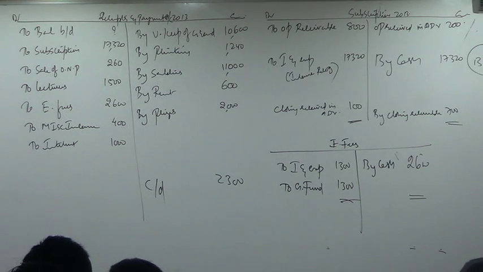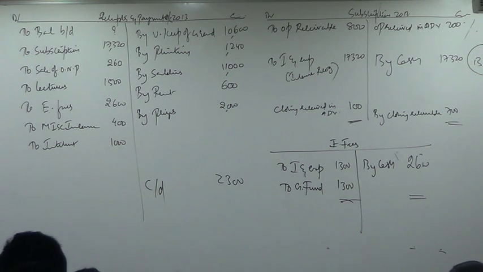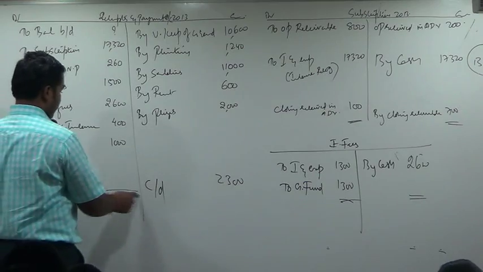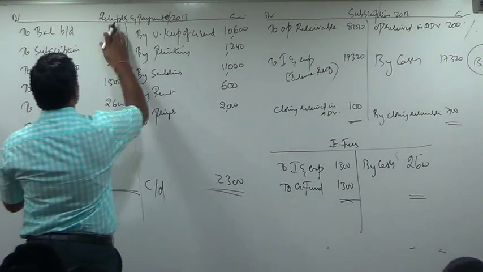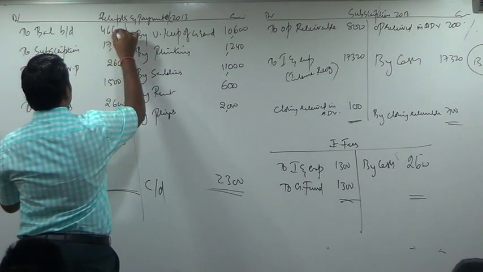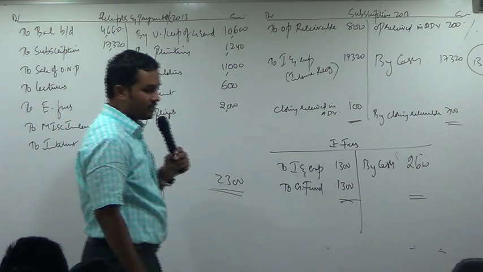Next. General fund, there is a deficit of 2,820. Entrance fee 1,300. We have already considered all that information. Over. So now let us find the opening cash balance. 4,060, balancing figure.